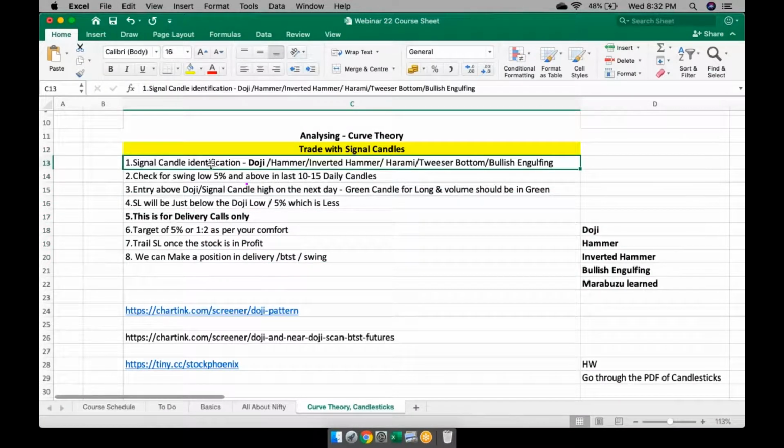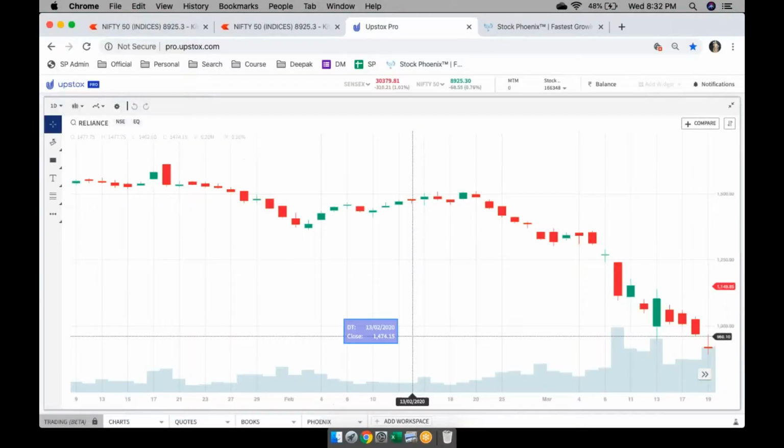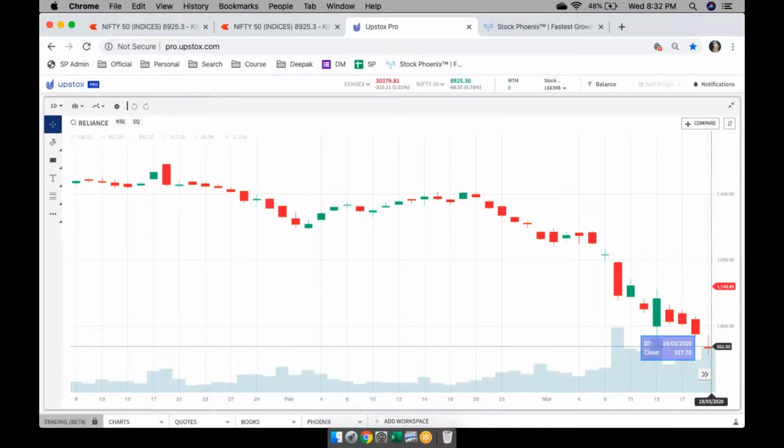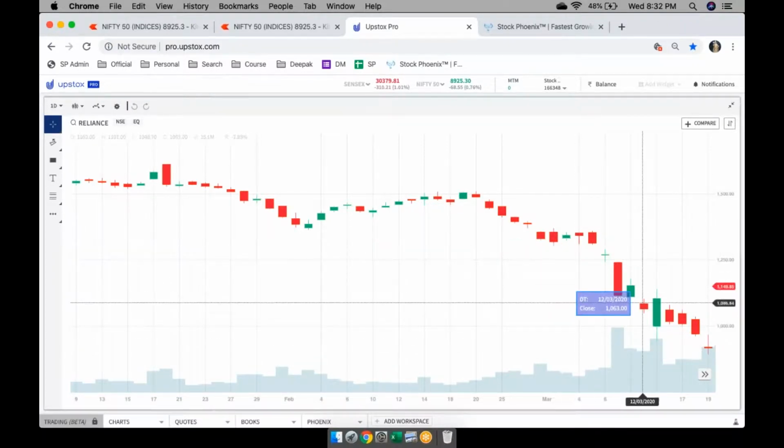So, signal candle identification: doji, hammer. Forget about everything else. For signal candle identification, we have identified a doji. Check for swing low 5%. So who didn't understand this 5%? From the current market price, the minimum downtrend should be 5%.